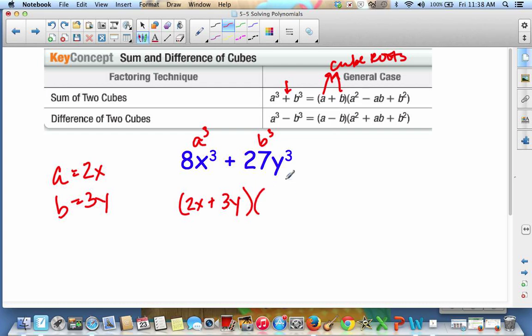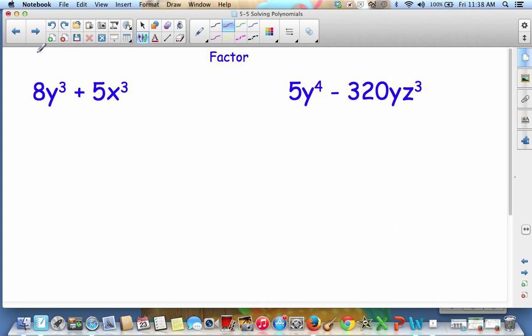And then we have to square a, so it's going to be 4x squared minus, put these two together, times them together, it's going to be 6xy, keep it in alphabetical order. And then plus b squared, this is going to be 9y squared. And you can go ahead and distribute this and multiply this out to check, and you should end up with 8x cubed plus 27y cubed. All right, let's try another one.